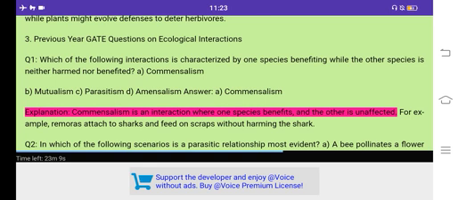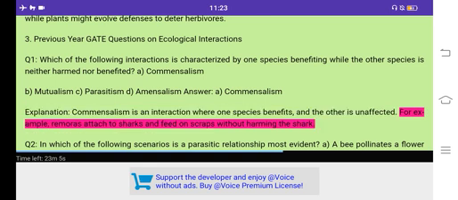Commensalism is an interaction where one species benefits, and the other is unaffected. For example, remoras attach to sharks and feed on scraps without harming the shark.